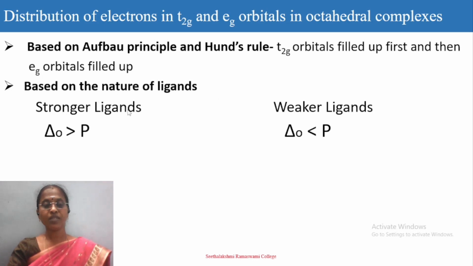In octahedral complexes containing strong ligands, the strong ligands exert a strong field on the central metal cation, hence high splitting power. That is, the delta O value is greater than the pairing energy in strong field complexes. In weak field complexes, there is a lesser interaction, so the splitting power is less. That is, the delta O value is less than the pairing energy in weak field complexes.